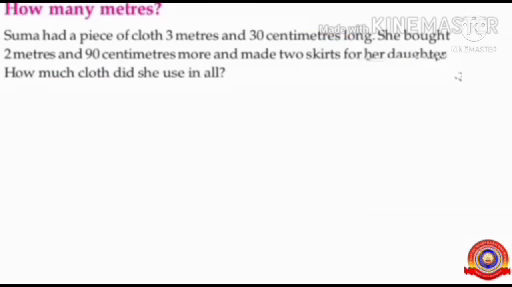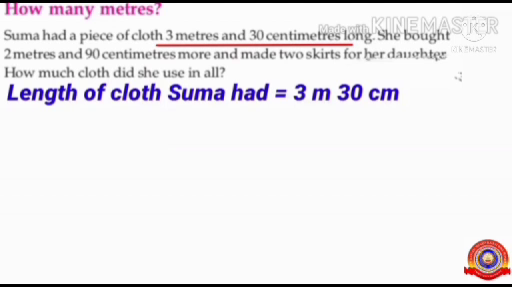Let's do the next activity. How many meters? Suma had a piece of cloth 3 meters and 30 centimeters long. She bought 2 meters and 90 centimeters more and made 2 skirts for her daughter. How much cloth did she use in all? Children, how much cloth did Suma have? Yes, 3 meters 30 centimeters. So length of cloth Suma had equals 3 meters 30 centimeters.